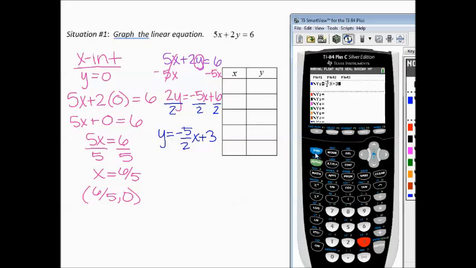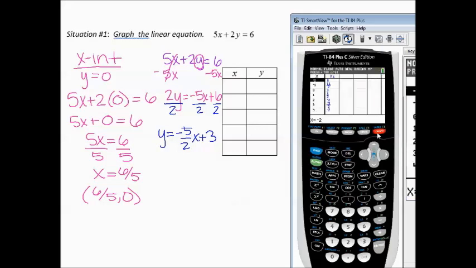So I'm going to hit second, graph. If you notice, above graph there's a tiny word that says table. Second graph, and I can see here all of the values that would make this equation true. Now I don't want to write all of them, and I just want to look at the ones that are not fractions because I'm going to be plotting points. It's more difficult to plot fractions. That's why we're not doing our other strategy here.